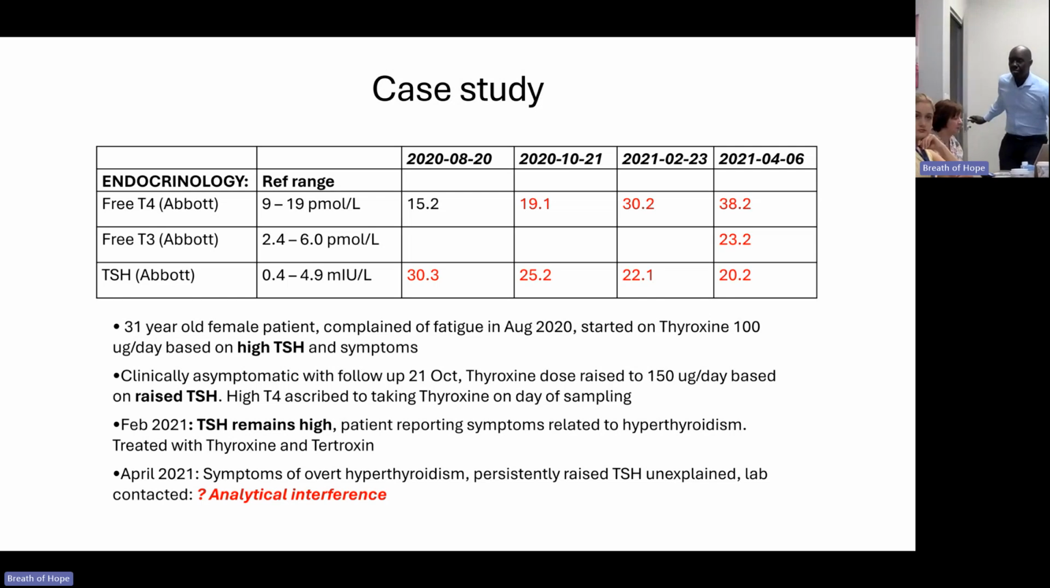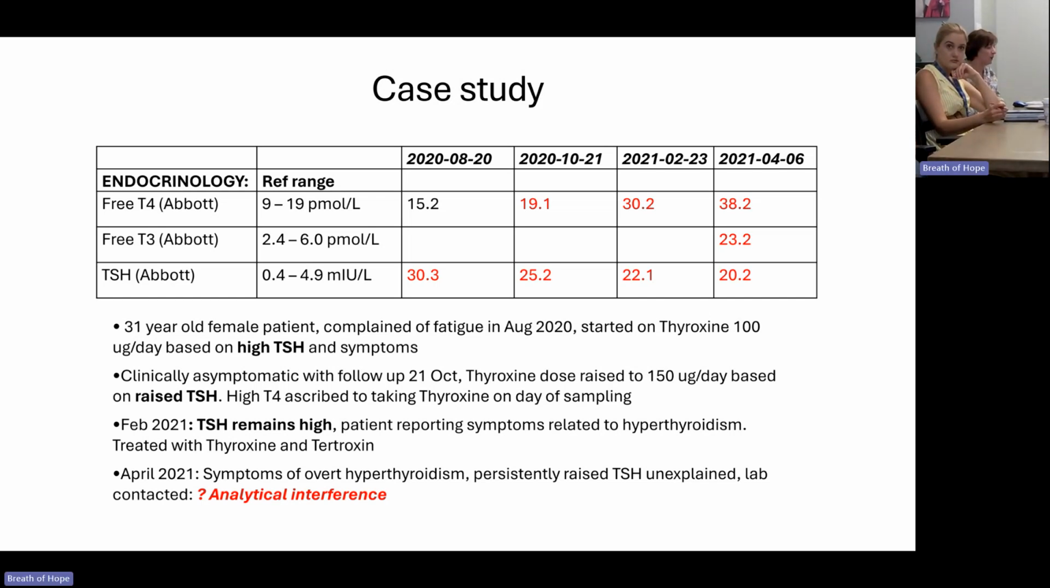When the patient followed up in February 2021, the TSH remained high. At this point, the patient reported symptoms related to hyperthyroidism. The doctor was still not happy with the TSH that did not come down at this stage, and he treated her with thyroxine and added Tertroxin. With follow-up in April 2021, this patient had symptoms of overt hyperthyroidism, with persistently raised TSH unexplained, and the doctor considered analytical interference at this point.